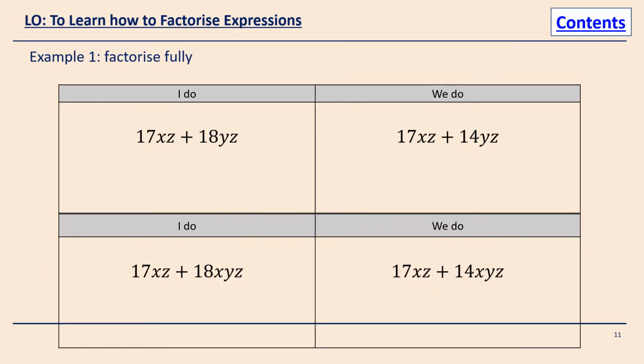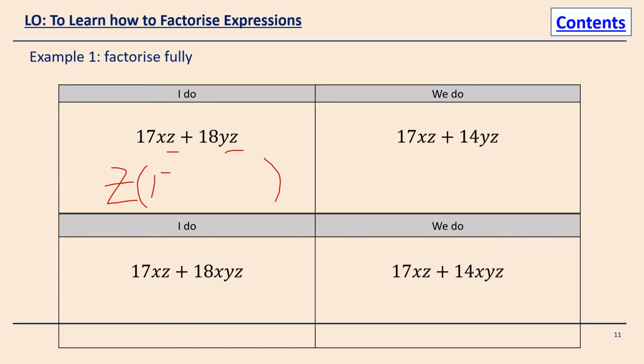So we've looked at just placing an integer to the outside of the bracket. But what if you could actually put a letter to the outside of the bracket? So if we look at these two here, z is in both of them. 17 and 18, there's no other common factor other than 1. So we're going to put z on the outside.